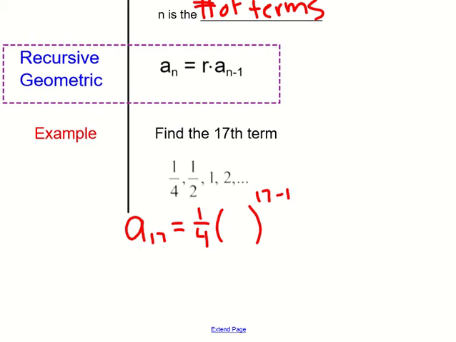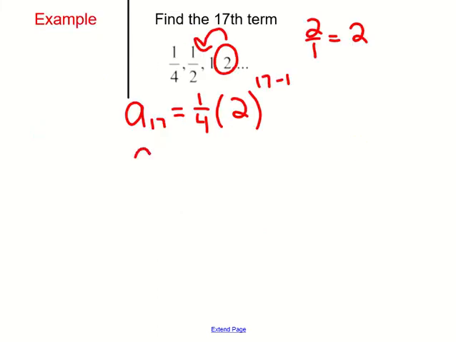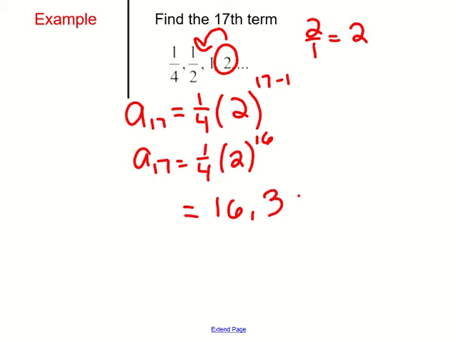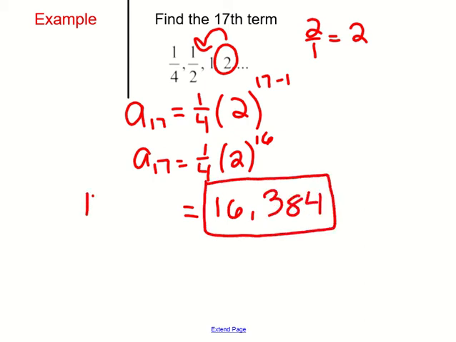Now, our rate, I'm going to take this 2, divide it by 1, and my rate is 2. So, I'm going to simplify this to 1/4 times 2 to the 16th, and this, when you plug it into your calculator, is going to give you 16,384, and that's our 17th term.